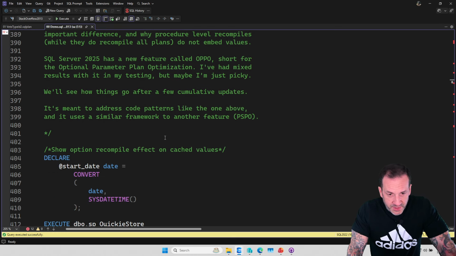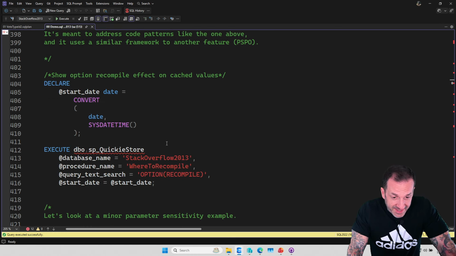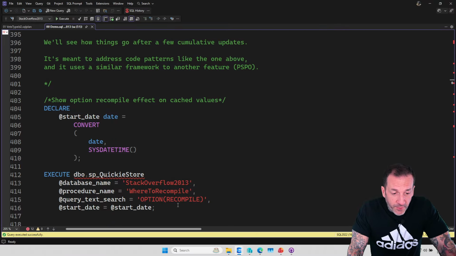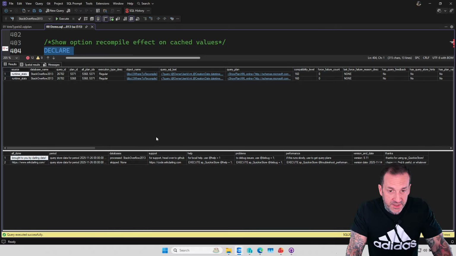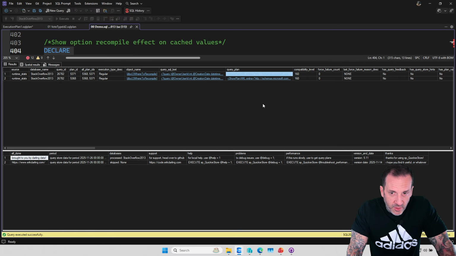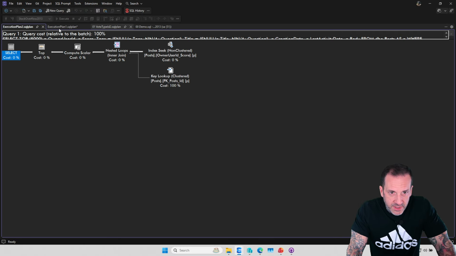The last thing that I want to show you, before I start talking about something else, is the effect that using option recompile can have on queries in the plan cache and in query store. So if we look at this first query up here, and I think if we open both of these, we should be in good shape.